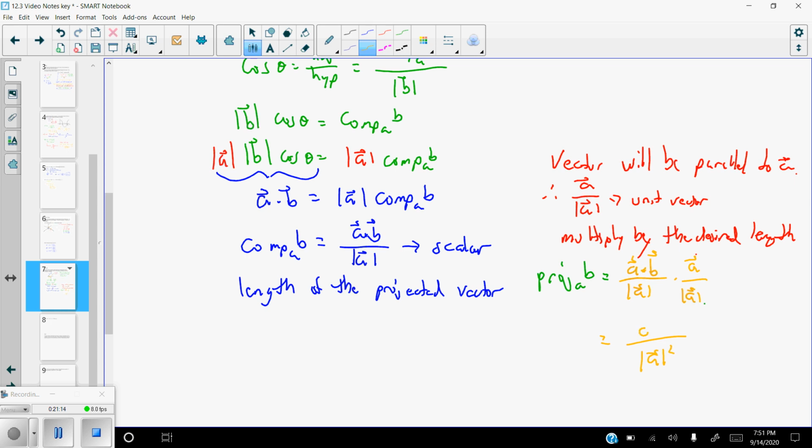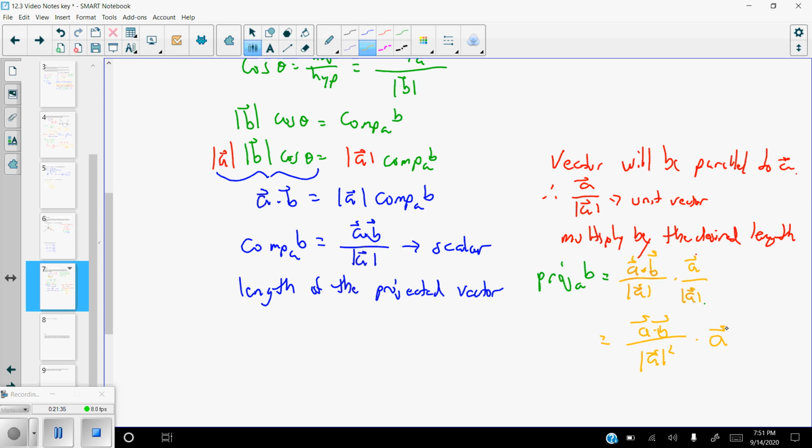And on top we still have A dot B, which is going to give us a scalar, and then we're going to multiply that by the original vector. We're going to multiply that by A.